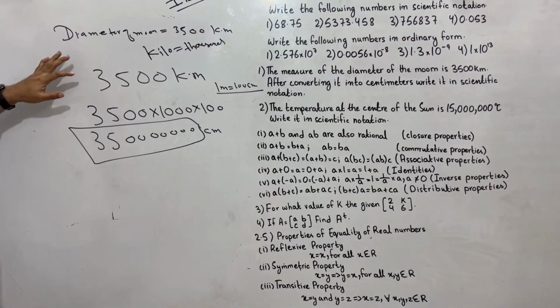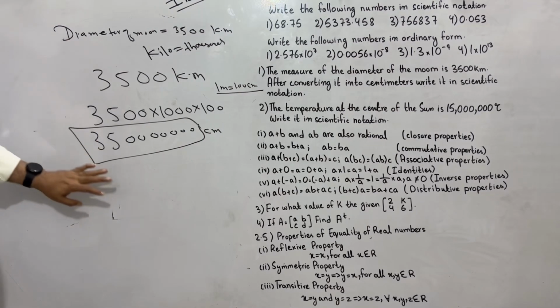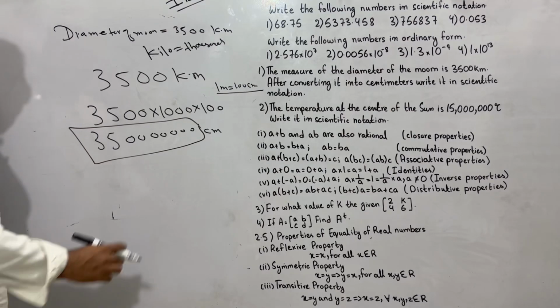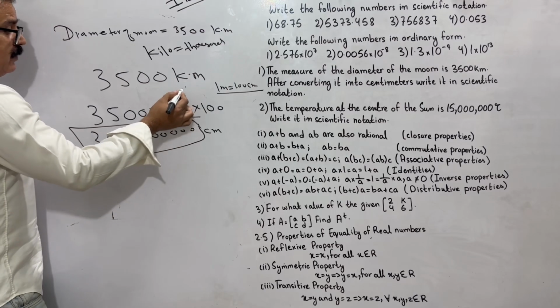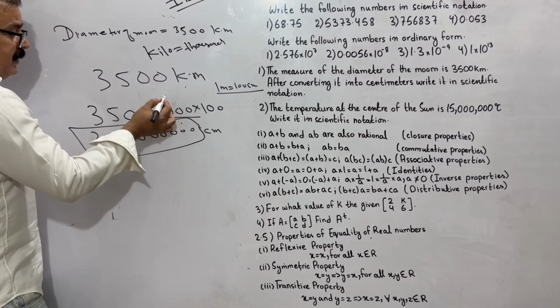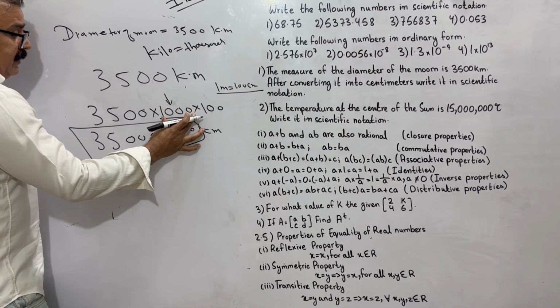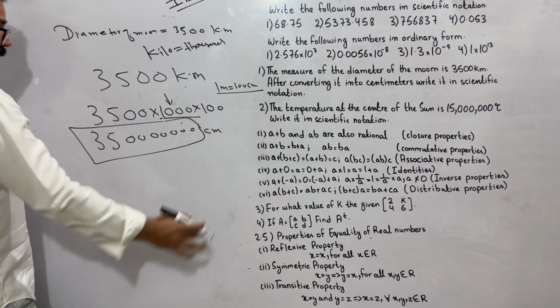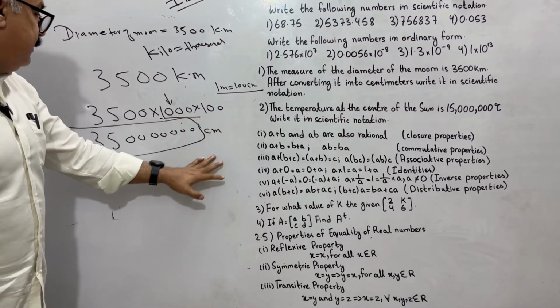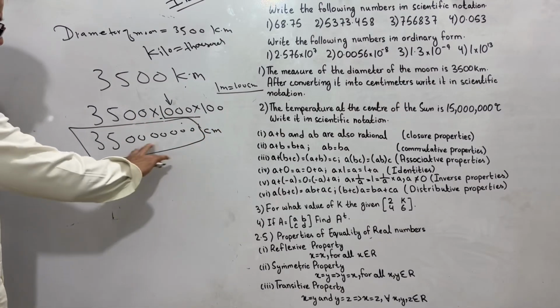We have converted 3,500 kilometers into centimeters by first multiplying by 1000 from kilometer to meter. That is the required quantity. From meter to centimeter, multiply another 100. 2 zeros there, plus the zeros in 3,500, so 7 zeros are there.